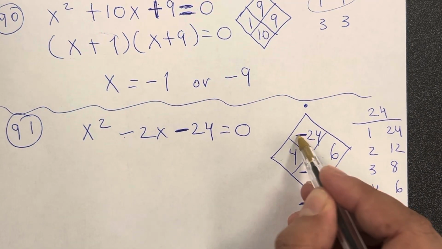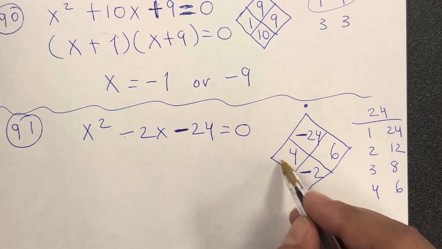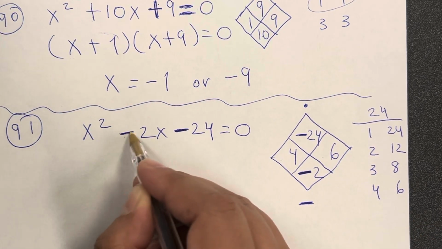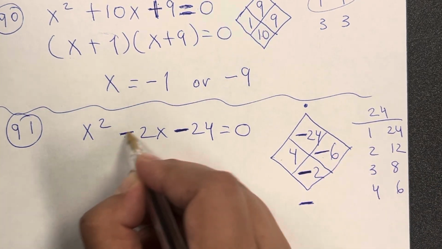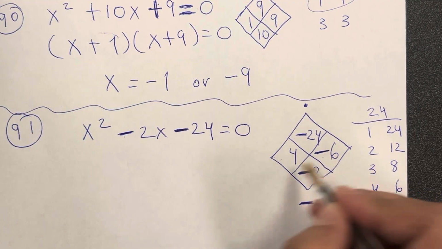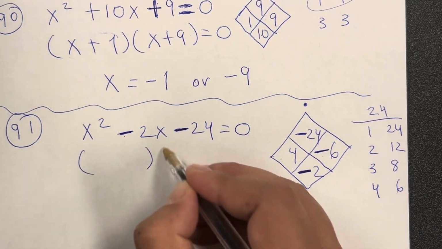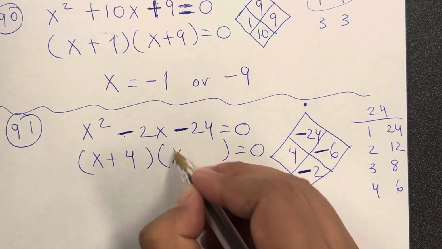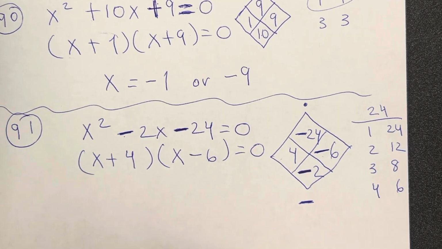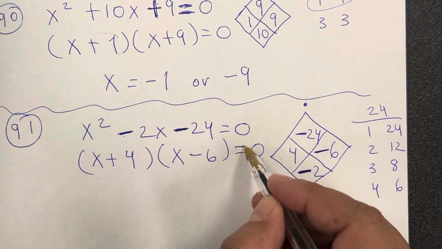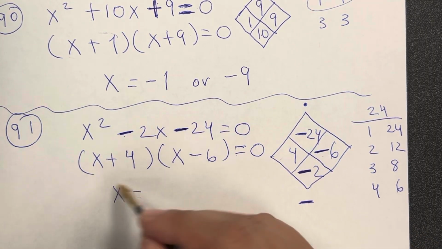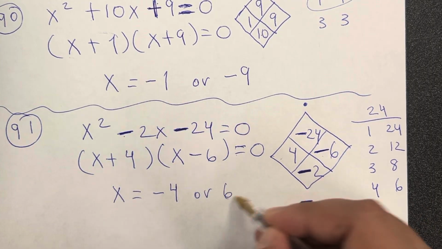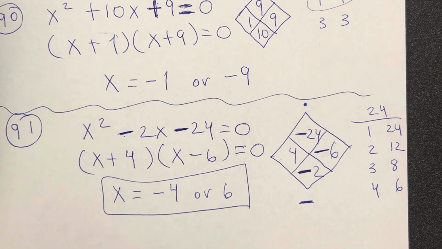This also tells me that when the last one is negative, one is negative and one is positive. Which one is the negative? Because the middle term has a negative, that means that the bigger one is negative. This sign goes with the bigger one of the two factors. We open parentheses and we put x plus 4, x minus 6. Because it's an equation equal to 0, then we say that x is equal to negative 4, remember that it's the opposite, or positive 6.